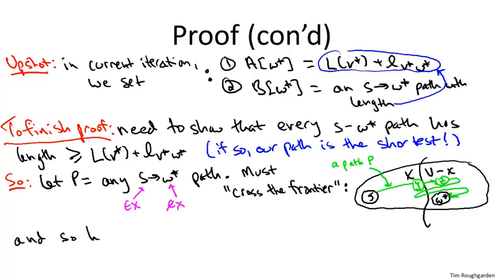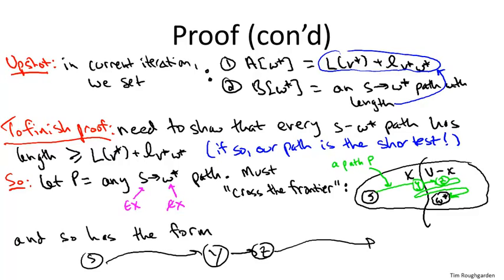That is, any path P has the form where there's an initial prefix, where all the vertices are in X, and then there's some first point at which it crosses the frontier and goes to a vertex which is not in X. We're calling the first such vertex outside of X Z. And then it can skip back and forth, who knows, but certainly it ends up in this vertex W star, which is not in X.